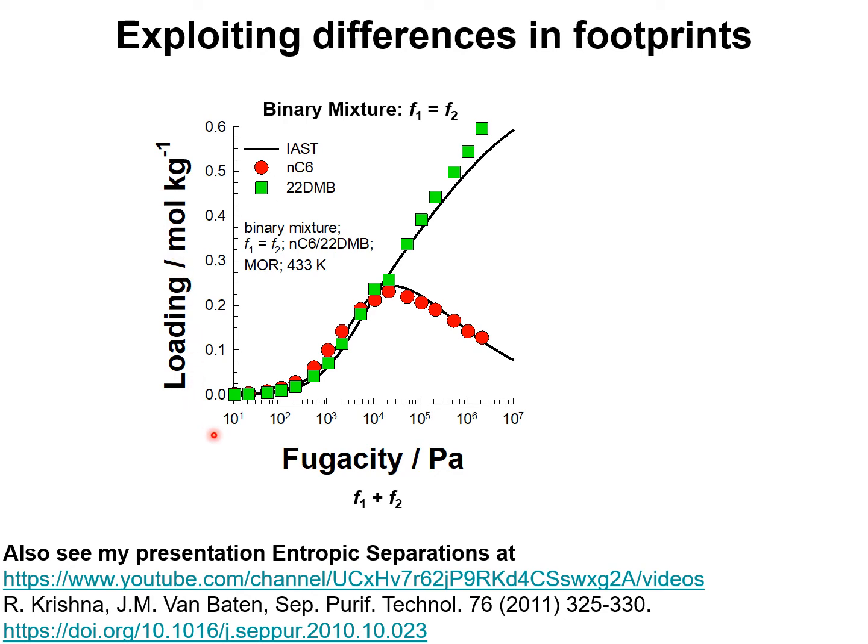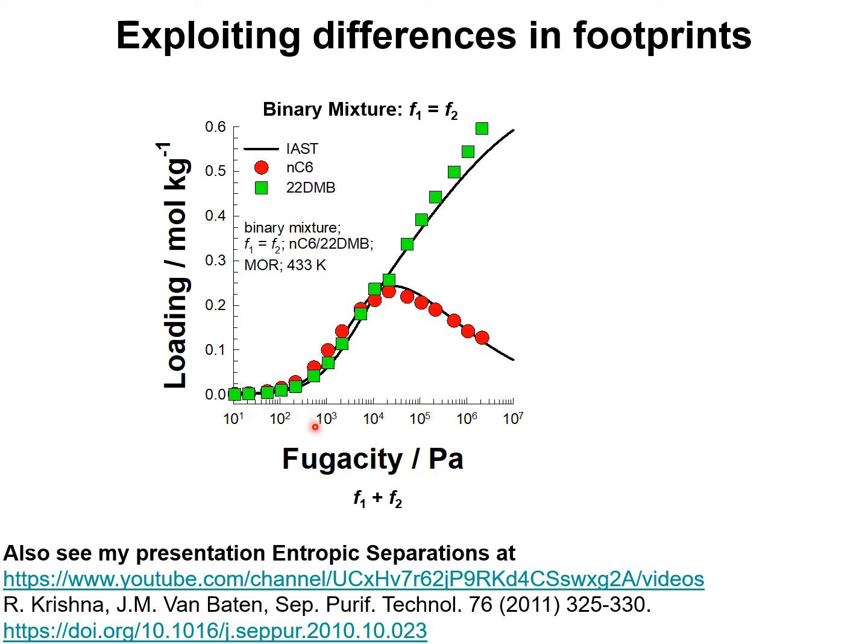The component loadings are plotted against the total fugacity in the bulk fluid mixture, which is maintained equimolar. That means the partial fugacity of normal hexane is the same as that for 2,2-dimethylbutane in the bulk fluid mixture. We see that up to a total fugacity of 2 times 10 to the 4 pascals, the component loadings are practically identical.